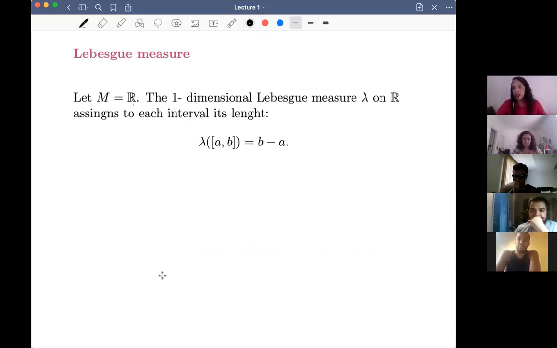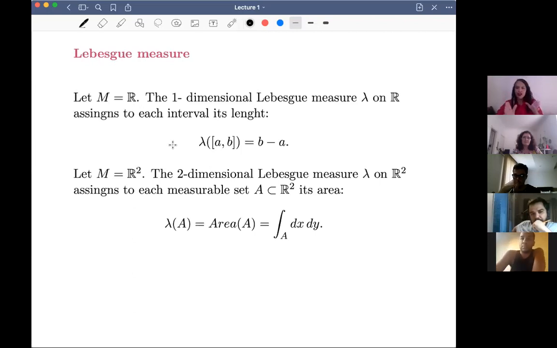Lebesgue measure is a measure that everyone knows, even if you don't know that you know. So consider just R. The one-dimensional Lebesgue measure is the measure that assigns to each interval just its length. Well, remember that I said that the Borel sigma algebra is the smallest sigma algebra that contains all open sets. This Borel sigma algebra in R is generated by the intervals. And we can prove that if you define a measure on an algebra that generates the sigma algebra, then you can extend the measure to the whole sigma algebra. So basically, we are just defining the Lebesgue measure on intervals, and then this is well-defined. You can extend it well to the whole Borel sigma algebra.